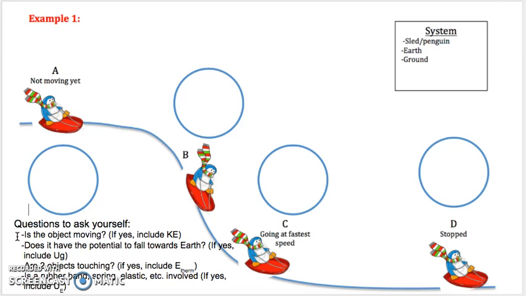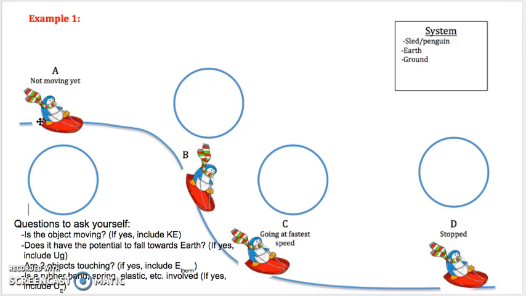The second question, does the object have potential to fall towards the earth? My answer is yes in snapshot A. This penguin and sled could start sliding down the hill in that situation, so it has the potential to get closer towards the center of the earth. So I know I'm going to include some gravitational potential energy.